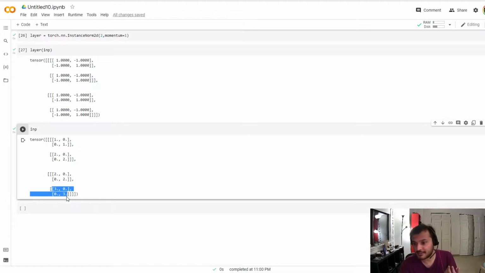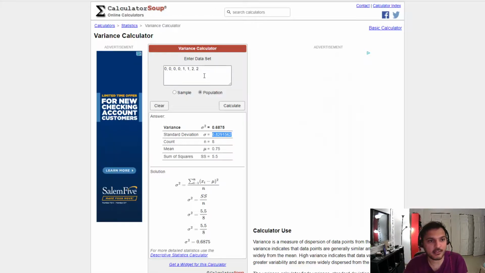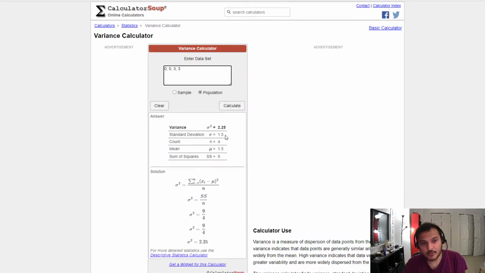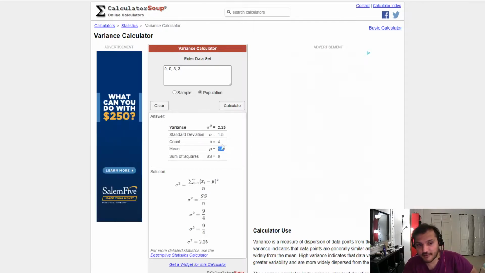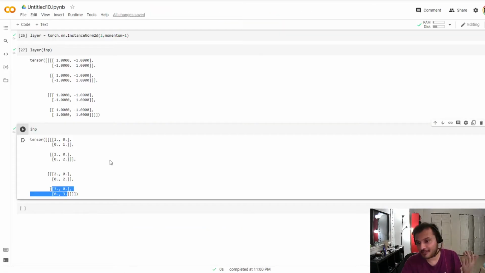So here the mean is 3. So again, we go to our variance calculator, and I pass in the values and compute. So what's my mean? It's 1.5, and my standard deviation is 1.5. So when I do 3 minus 1.5, I get 1.5 divided by 1.5 is 1. For the 0 element, I do 0 minus 1.5 divided by 1.5, I get minus 1. So instance norm pretty much works pretty straightforwardly.